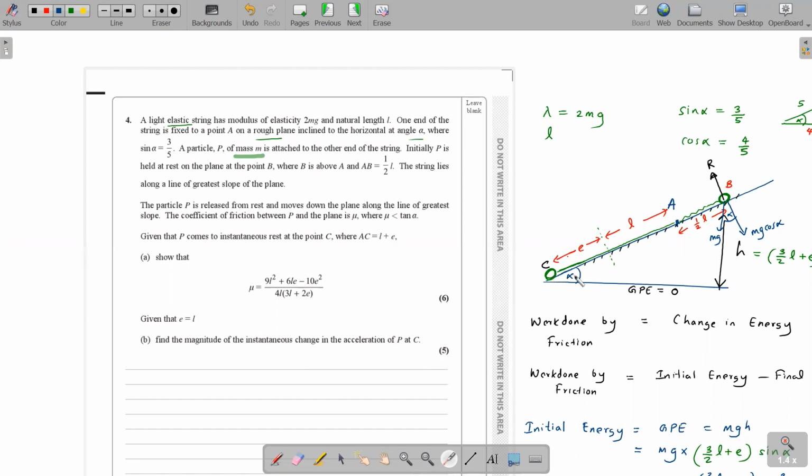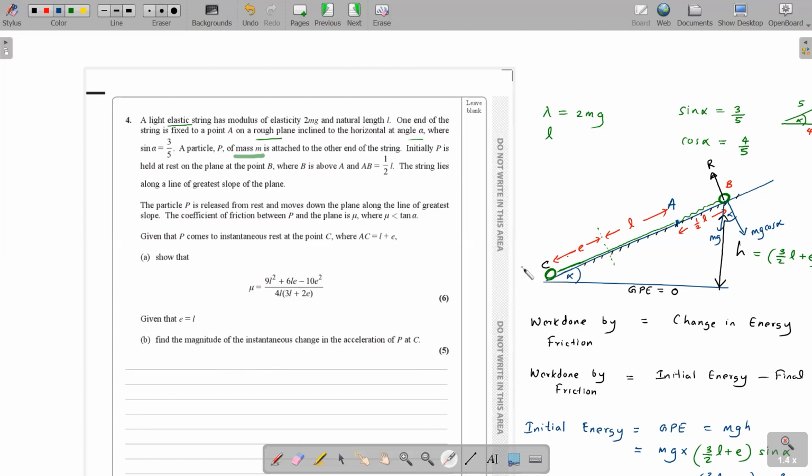And then what happens? The particle always wants to come back to its natural length. That's the tendency. So this is the maximum point where it stretches, and then it wants to go back up again. So they ask us to find the magnitude of the instantaneous change in acceleration. Basically, the acceleration when you reach point C and it's coming down, and the acceleration at point C when you're going to go up.